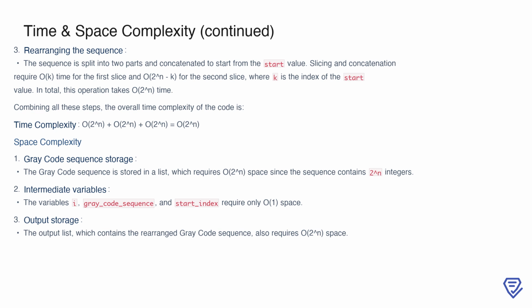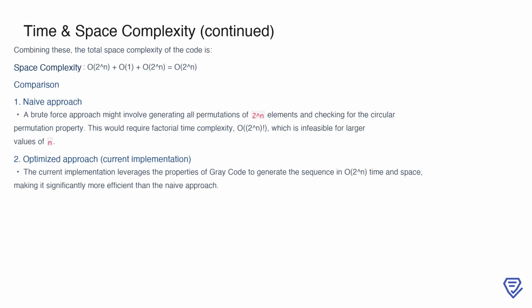On the space complexity side, the gray code sequence itself requires 2 to the power of n space to store, as it contains 2^n integers. Additionally, the intermediate variables like i and start_index take constant space, or 1. The output list, which contains the rearranged gray code sequence, also requires 2 to the power of n space. When we combine all these factors, the total space complexity of the code is 2^n for the gray code sequence, 1 for intermediate variables, and 2^n for the output list, resulting in an overall space complexity of 2^n.